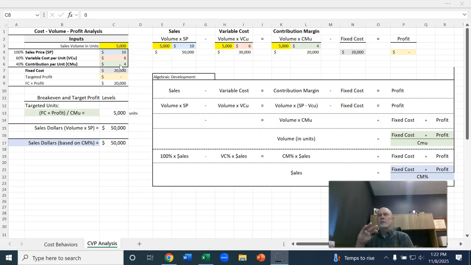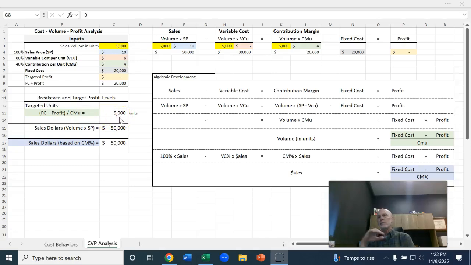Now we have to sell enough of those units to cover our fixed costs, and that would break even. And then anything above the break even point, every unit would contribute $4 to profit. So let's determine the break even point. That would be a targeted profit of 0. Well, we would take our fixed cost of $20,000, plus a profit of 0, and divide that by the $4 per unit. That means that our break-even point would be 5,000 units.